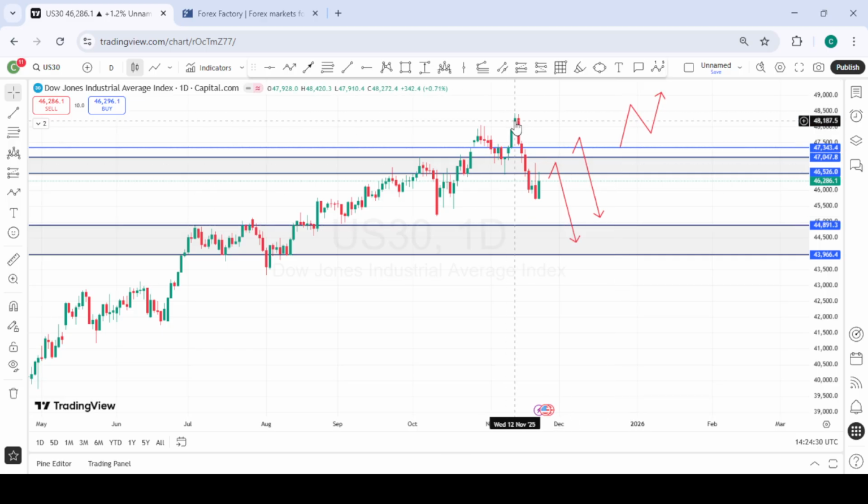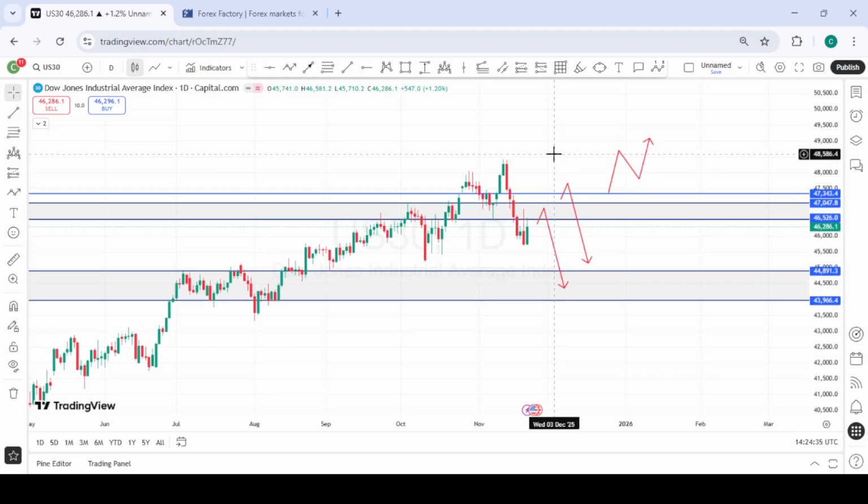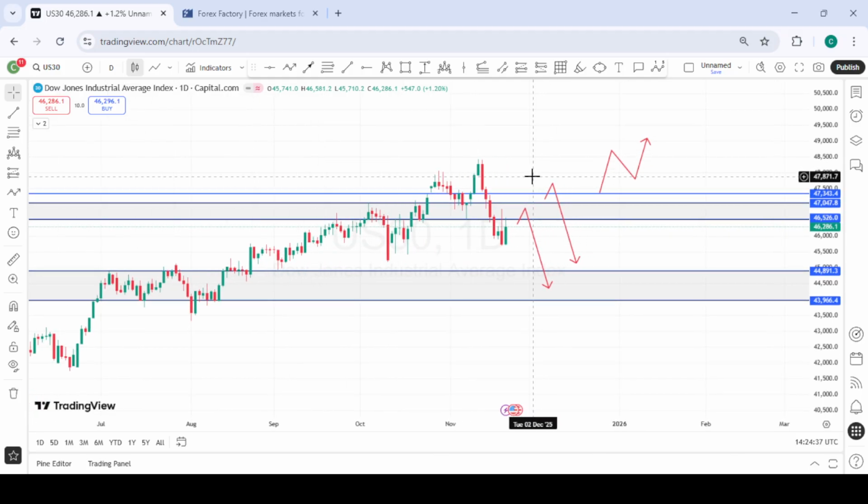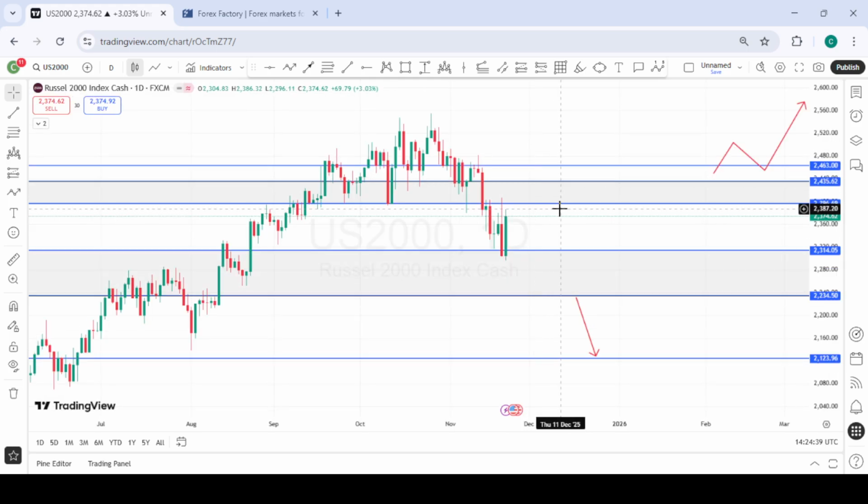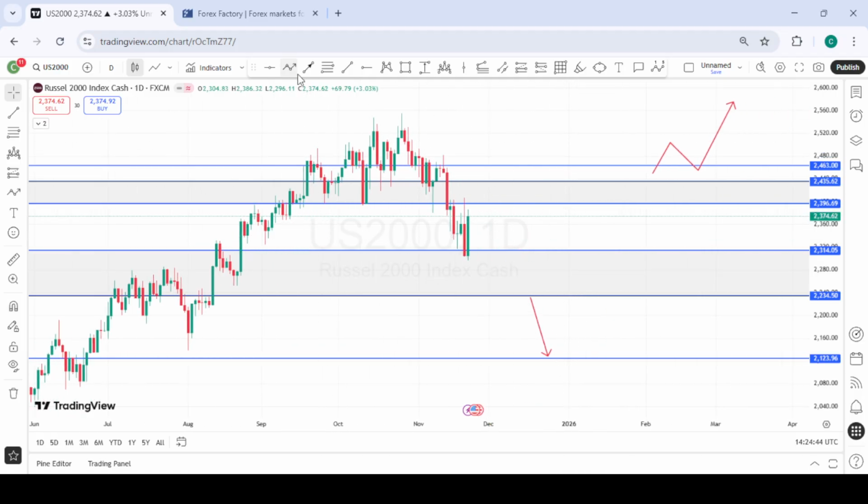So if price is able to break this high and come back, then we'll consider US30 bullish. Until then, we are very bearish for US30. So we also have here Russell 2000 or the US 2000. It also has a similar setup as the S&P.